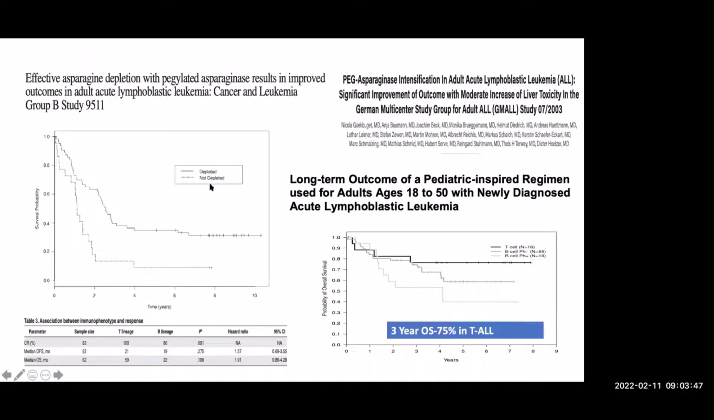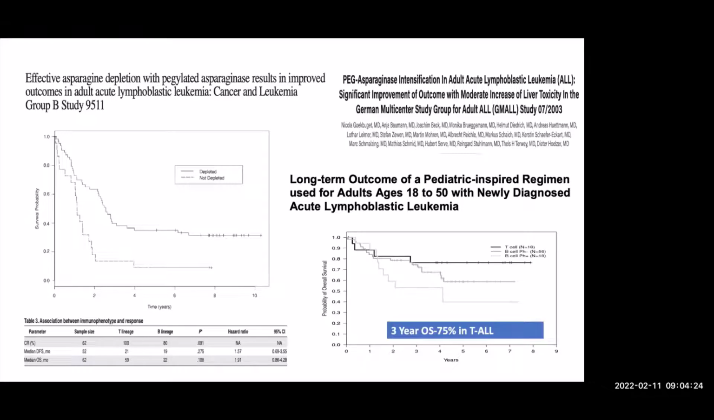Patients who had effective depletion with the use of L-asparaginase were compared with those who don't have effective depletion. Patients who had effective depletion have better outcomes compared with those who didn't receive L-asparaginase, and these outcomes are better in T lineage acute lymphoblastic leukemias compared with B lineage acute lymphoblastic leukemias. And similar outcomes are shown in the GMALL study, where patients received pediatric-inspired regimens containing L-asparaginase.